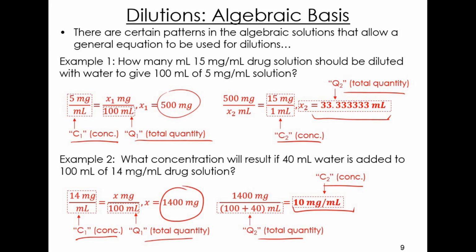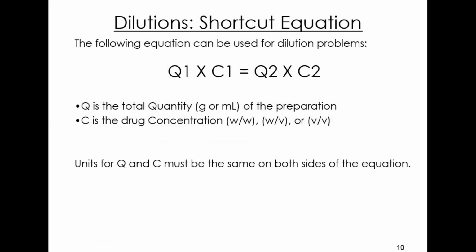These algebraic steps have a pattern that allows us to come up with a shortcut equation for solving dilution problems. So the equation on this side says that the concentration you start with multiplied by its total amount, or quantity, will equal the concentration you end with multiplied by its total amount, or quantity. Please note that the quantity Q is the total amount of preparation, which, as we saw already when doing constitutions, is equal to the amount of diluent plus the amount of drug or any other ingredients.